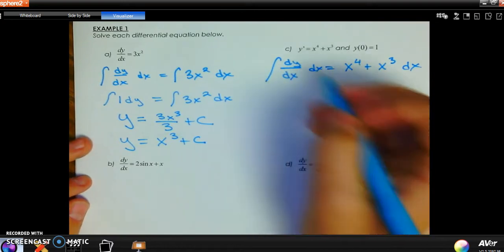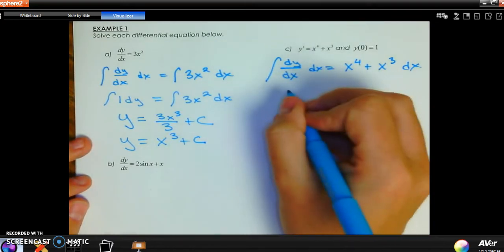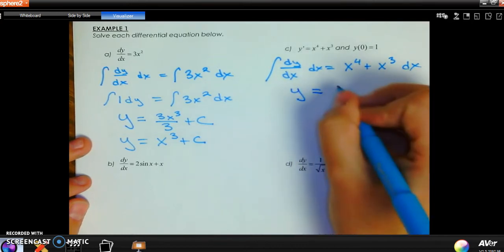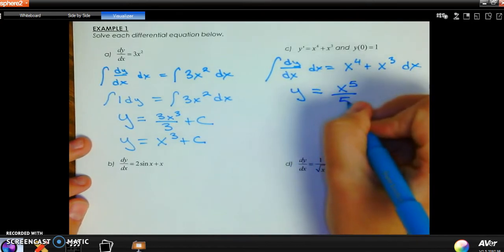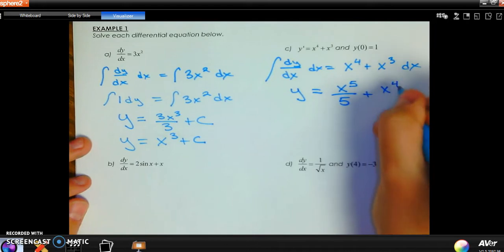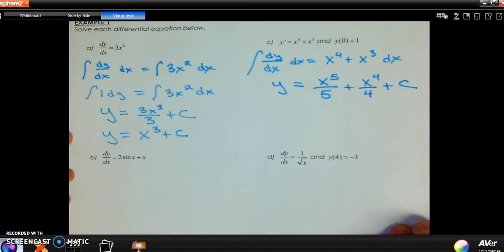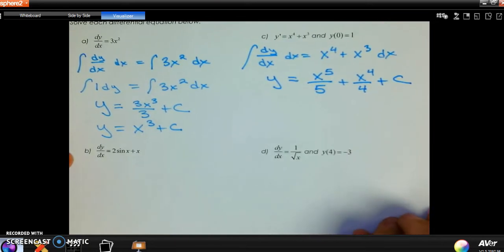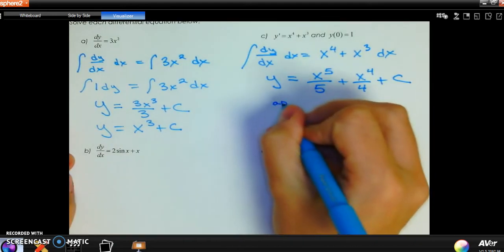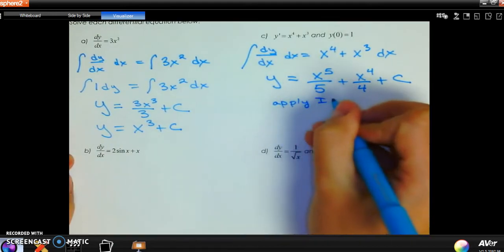When you integrate dy, it's really 1 dy, so you get y equals, add 1 to the exponent, divide by that number, add 1 to the exponent, divide by that number, and then I'm just going to put my plus c on the right-hand side. So you get to there. Now that's the general solution. Now what you need to do is apply your initial condition.